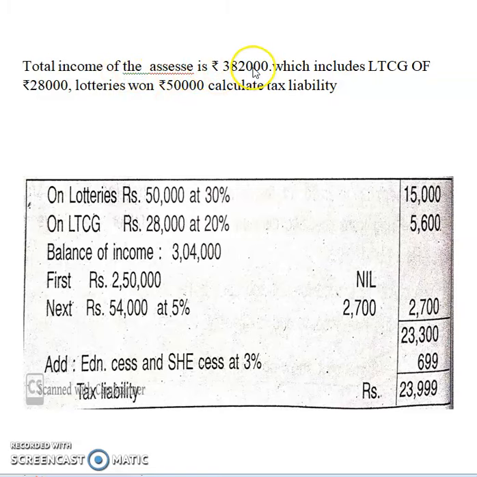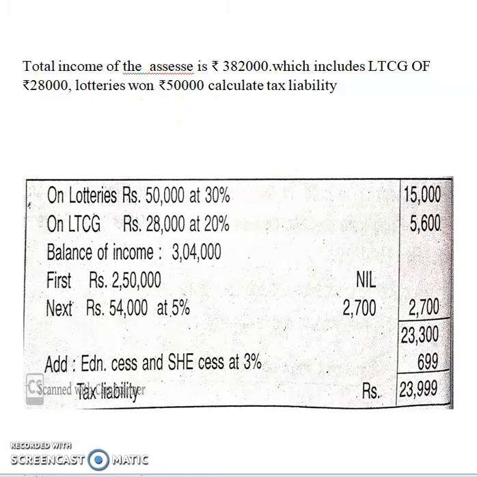The problem gives the total income, and LTCG and lottery income is included in this income. We have to calculate the tax liability. Here the assessee's age is not given, so he is a normal assessee. Up to 2,50,000 it is exempt, 2,50,000 to 5 lakh it is 5%, 5 to 10 lakh 20%, and 10 lakh and above 30%. These rules you have to remember. Apart from that, special rates are there: LTCG 20%, STCG 15%, casual income 30%. Now we'll see the solution.